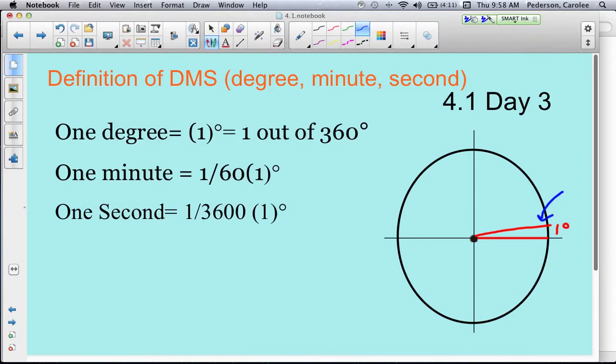Imagine splitting up this 1 degree into what we call minutes, and there are 60 pieces in this 1 degree that you can split up. But then you can be even more precise. Within that degree, you can split it into seconds, 1 out of 3,600 pieces within that red angle.